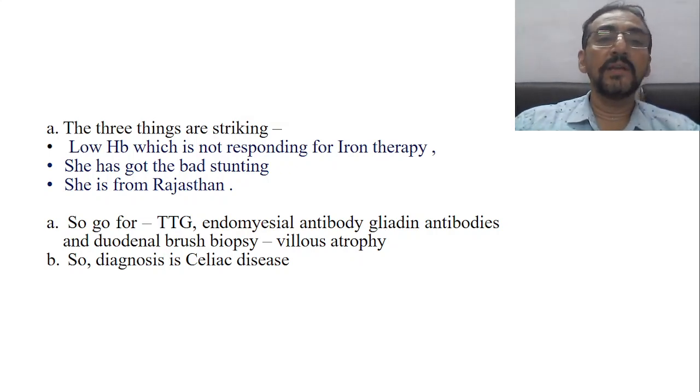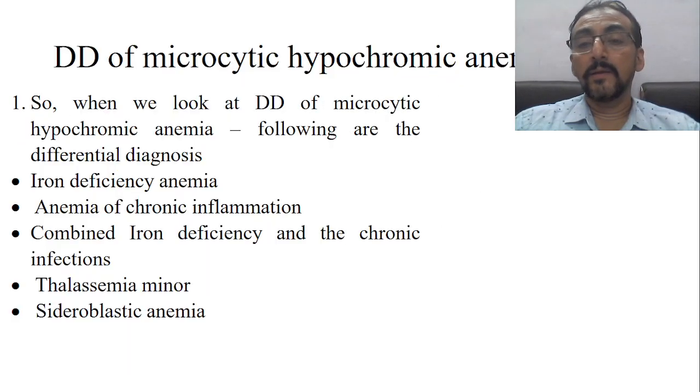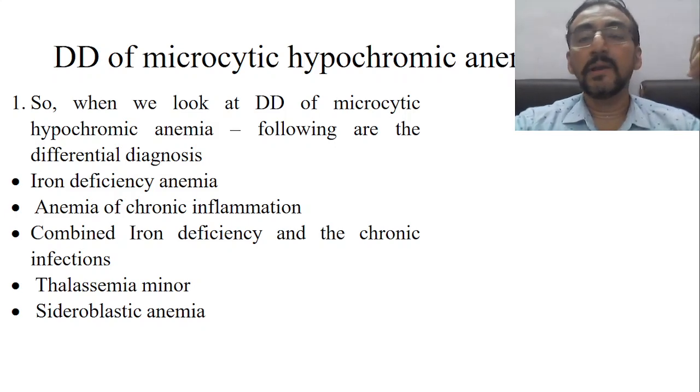Now look at the findings. हमें तो CBC देखना है ना. So when we look into the DD of microcytic hypochromic anemia, following are the differential diagnoses. And मैंने last class में भी बताया था. So when we have got microcytic hypochromic anemia, microcytic means size कम है, hypochromic means color कम है. Okay, usually it is seen in iron deficiency anemia.